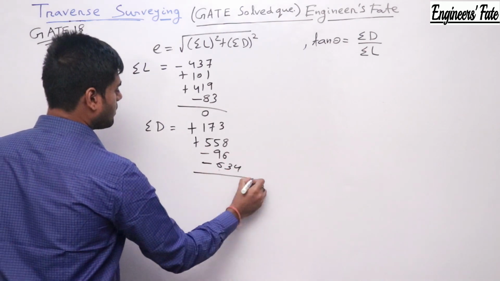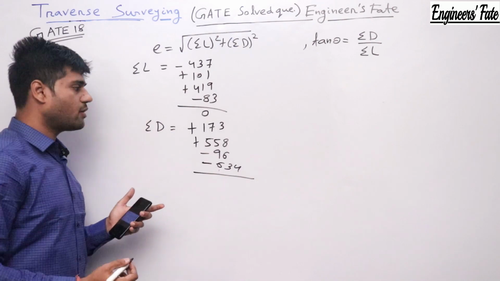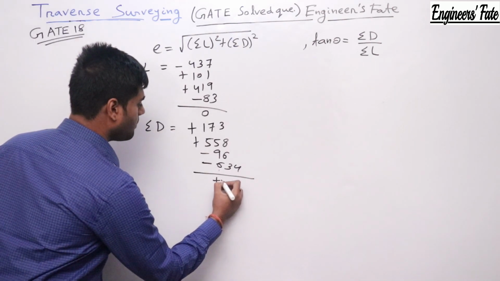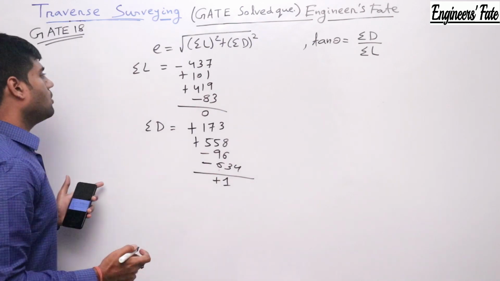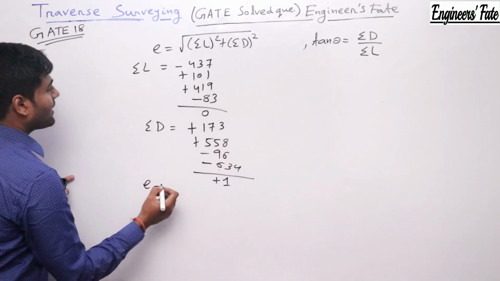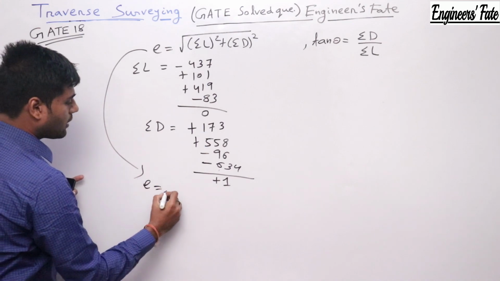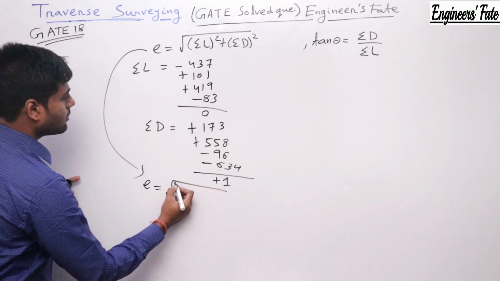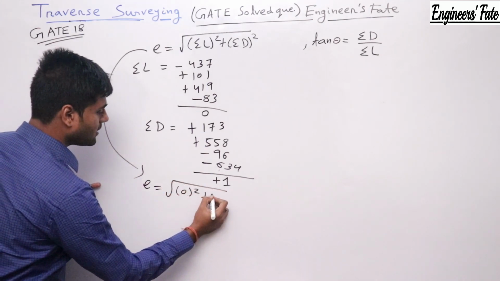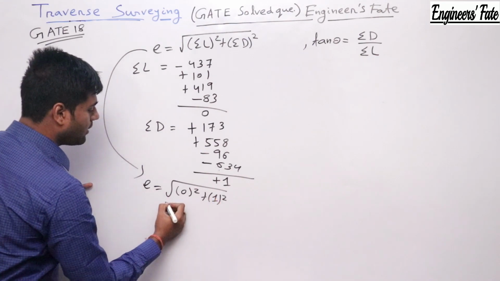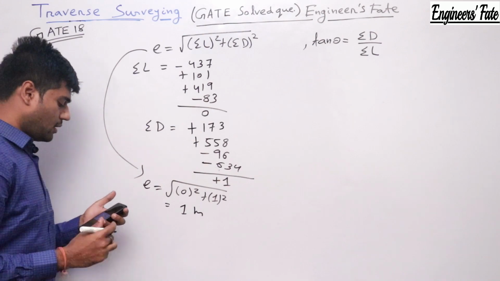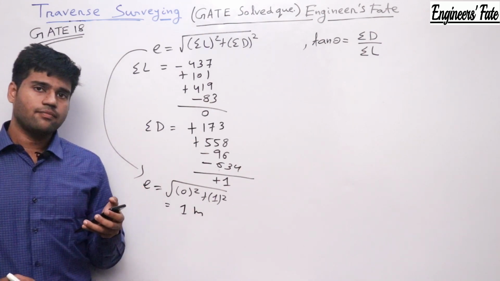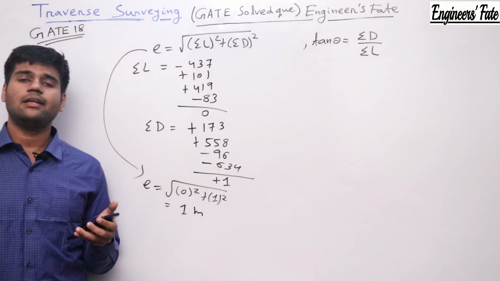So if I sum the departure, the summation of departure will come as plus 1, which means I am having a closing error. The magnitude of this closing error will come as the square root of summation of latitude square, that is 0 square, plus summation of departure square. So the magnitude of closing error will come as 1 meter.